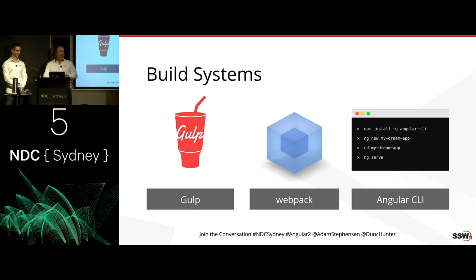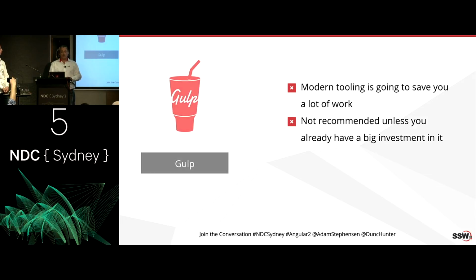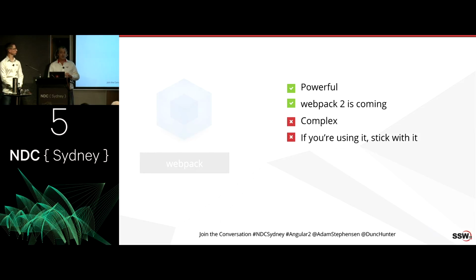And then the Angular, so what we're all really super excited about is the Angular CLI. The Angular CLI also has this ability to bundle our app for production. But there's been this whole contention, Webpack or the Angular CLI, what's the go? Well, we've told you, don't use gulp, because modern tooling is going to save you a lot of work, and it's not recommended unless you've already got a big investment in it.